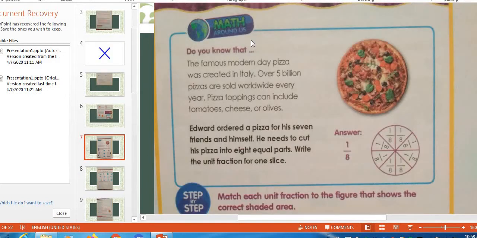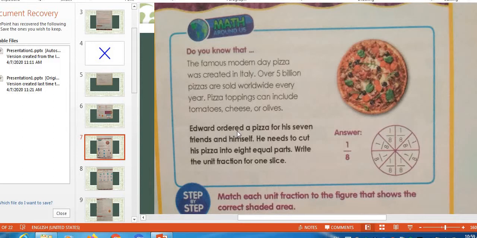Okay, math around us. Do you know that the famous modern day pizza was created in Italy? Of course. Over 5 billion pizzas are sold worldwide every year. Pizza toppings can include tomatoes, cheese, or olives.